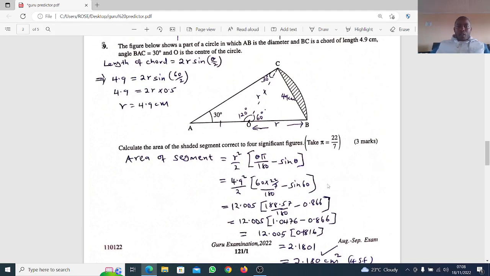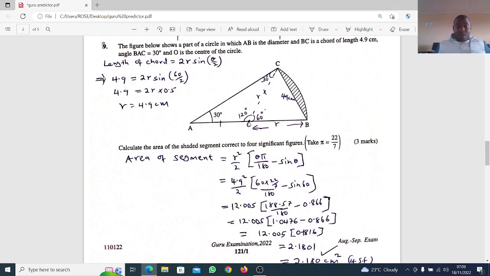Number 9, it looks tricky, but it's a very simple question. As the figure was, you could see how the figure was, because I've added some interpretation on the figure. It's saying that the figure below shows a part of a circle in which AB is the diameter. This AB is the diameter of the circle. And BC is a chord of length 4.9 centimeters. Angle BAC is 30 degrees. We have an angle 30 degrees here, and O is the center of the circle, O is here.